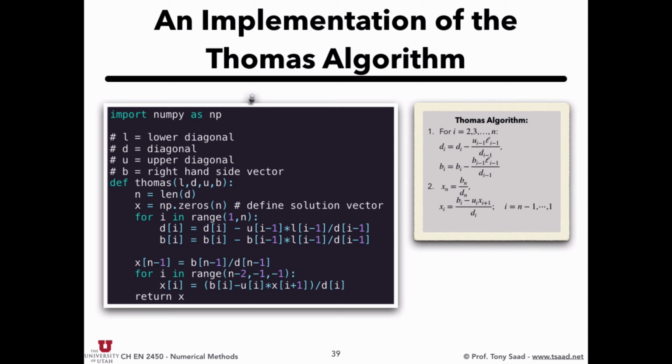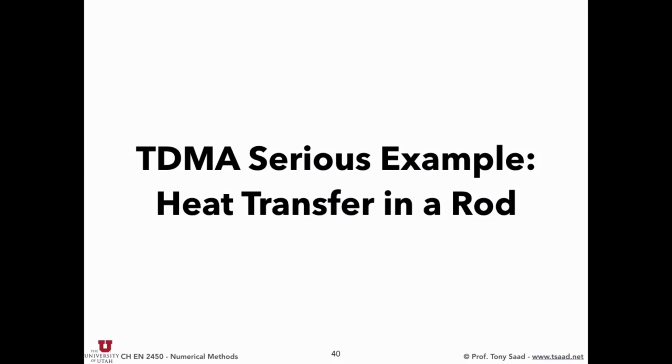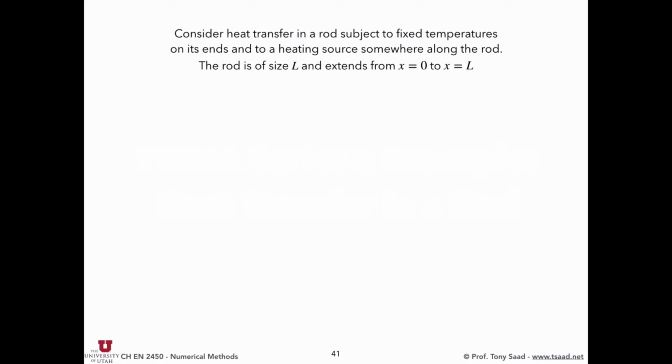What's interesting about this lecture today is to give you a serious example of where these tridiagonal matrices show up. And I call this the TDMA series example, heat transfer in a rod. So what I want you to consider now is a rod or a section of material. So you can think of this as the side wall in this room.